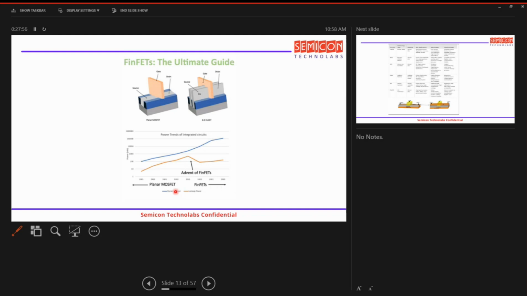FinFETs is, as you can see, dynamic power and leakage power. So dynamic power is nothing but the power consumption when the transistor is switching. The power consumption during switching operation is called dynamic power. Leakage power is when the transistor is not switching, when it is on but idle. Now both dynamic power and leakage power are very, very less in FinFETs as compared to planar MOSFET. Planar MOSFET is nothing but your CMOS.